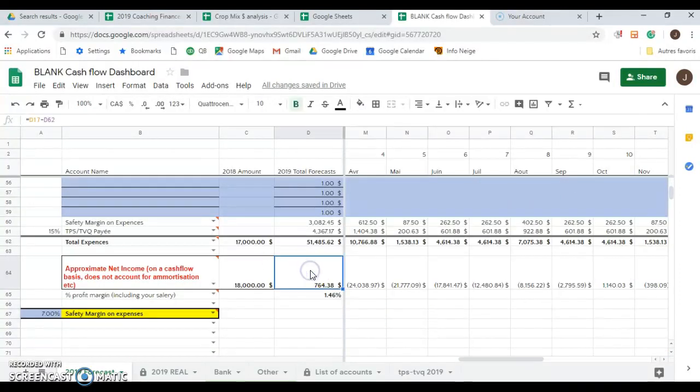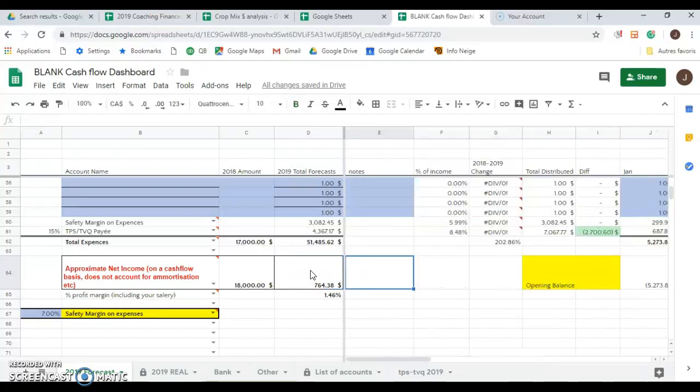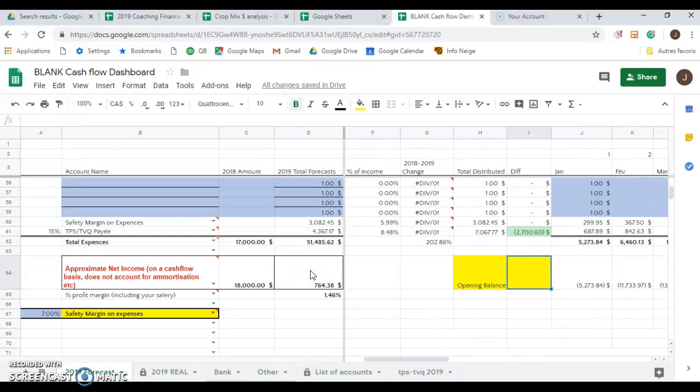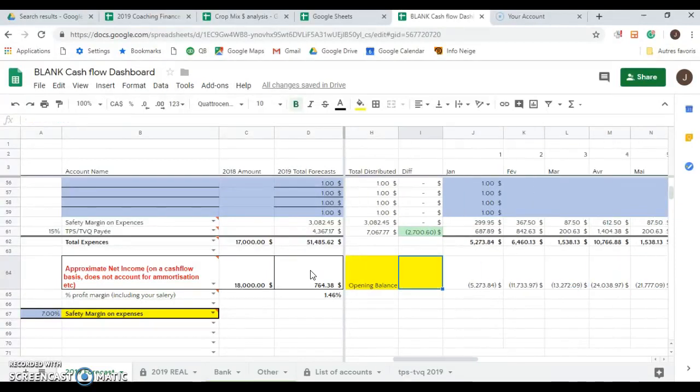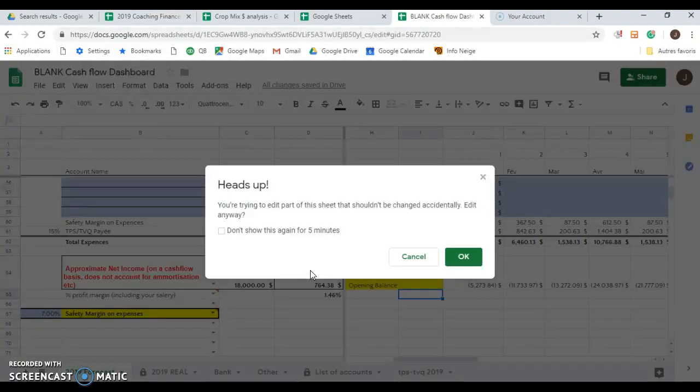We see that we're at $700 net income, which is fine because we've already planned for safety margin and we've already planned for our salary. And the last thing that's left to do is just to make sure that we'll have enough money at all times of the year. So we can go over here and look at the opening balance, and we can say, okay, well, right now I have $20,000 in my account.